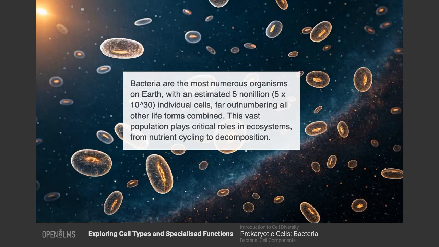Bacteria are the most numerous organisms on Earth, with an estimated 5 nonillion, 5 by 10^30, individual cells, far outnumbering all other life forms combined. This vast population plays critical roles in ecosystems, from nutrient cycling to decomposition.